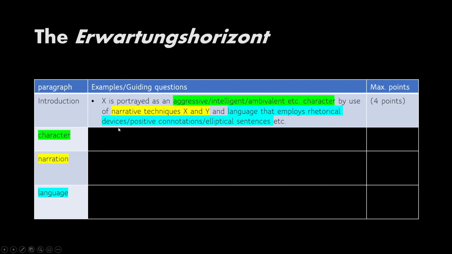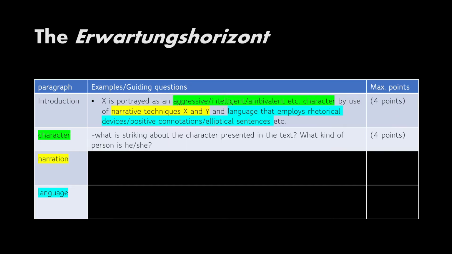Even for that, which is basically just doubling the information you have here, you get 4 points already, so don't waste them. In the character paragraph, you're asking yourself the question, what is striking about this character? What's interesting about him?